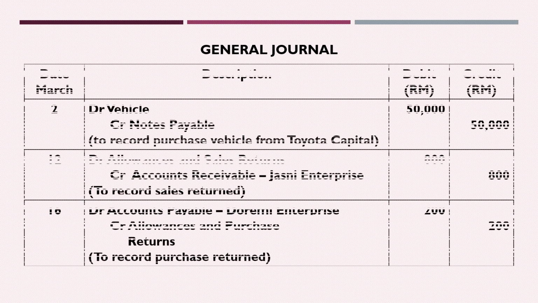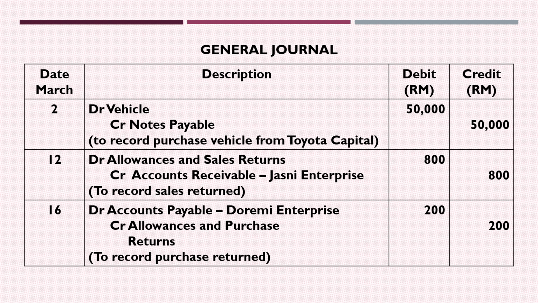Now, let us check the general journal. In the general journal, we can find that on 12 March, there is a transaction for accounts receivable Dani Enterprise amounting 800 credit for sales return, and there is no transaction for the other Dani Enterprise.